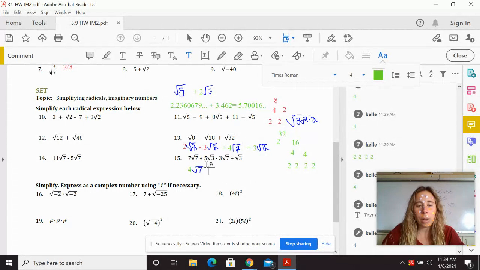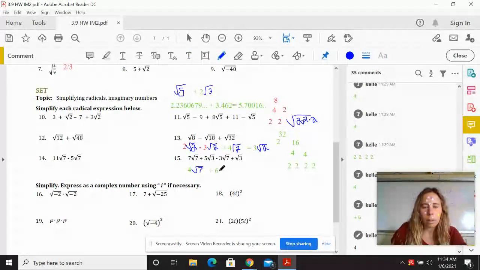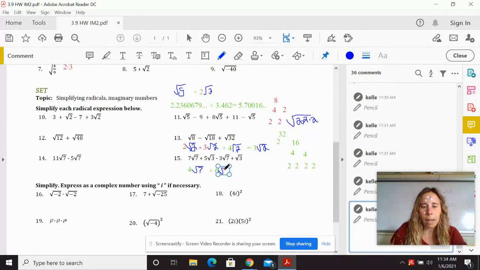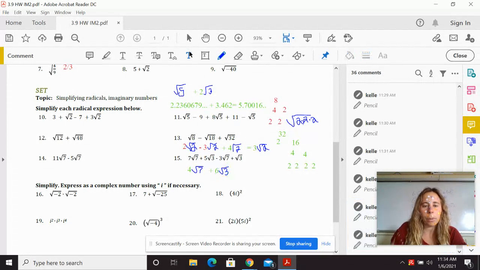Anyways, so then you can combine those together. So I have 5 square root of 3 plus square root of 3 plus 6 square root of 3. And then that's your final answer. If you change these to decimals, you can combine them, but we're not doing that. We're leaving them in their radical form. Okay.